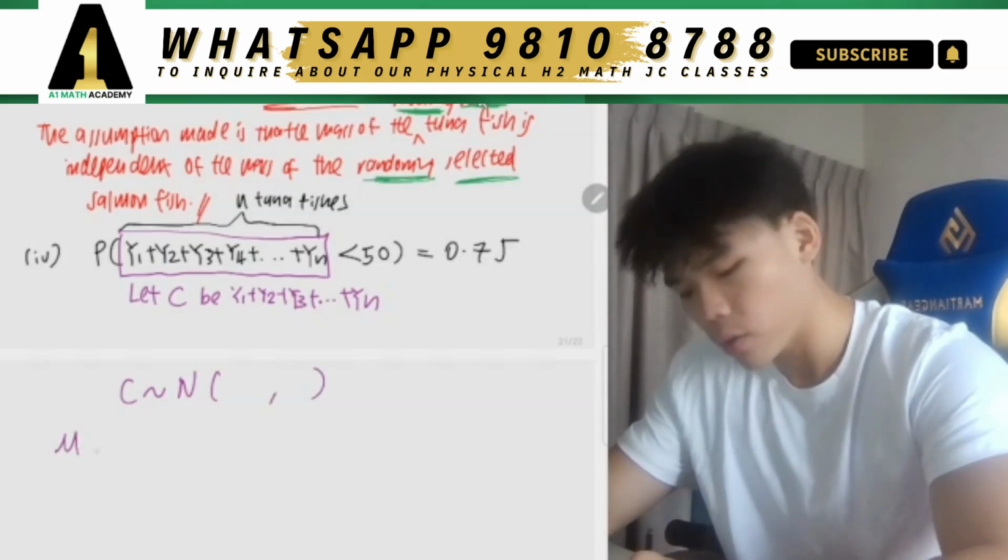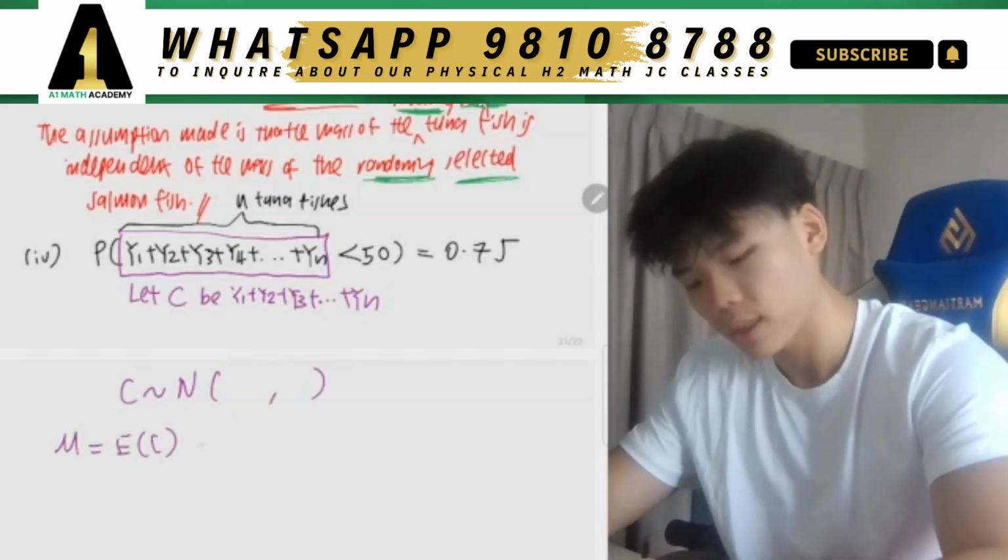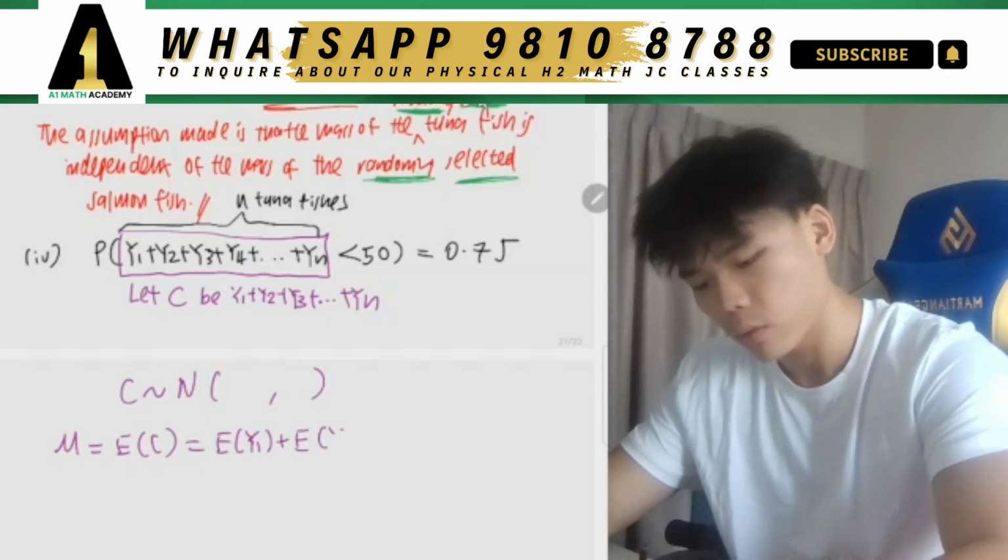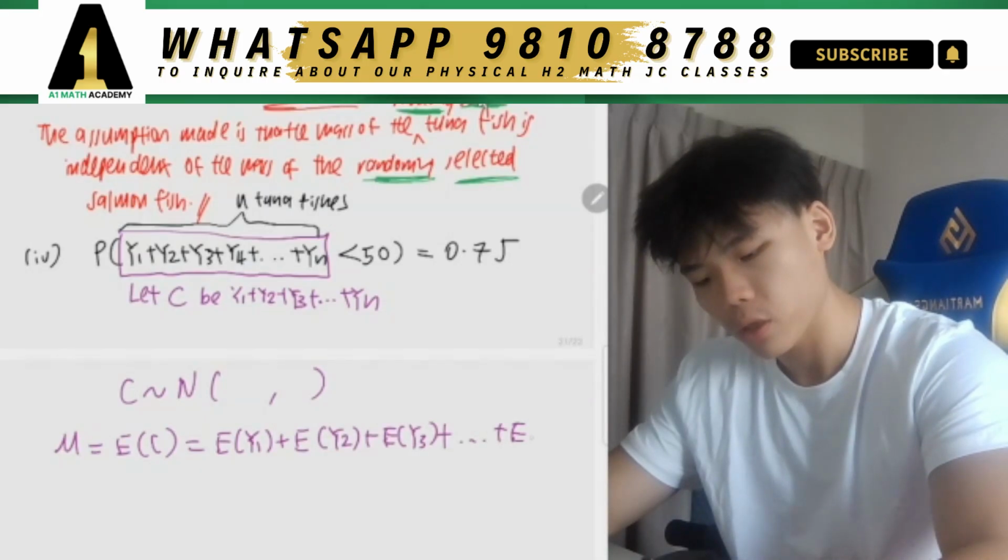So the mean value of C, which would be the expectation of C, would be the expectation of y1 plus the expectation of y2 plus the expectation of y3, and then you carry on all the way until the expectation of yn.